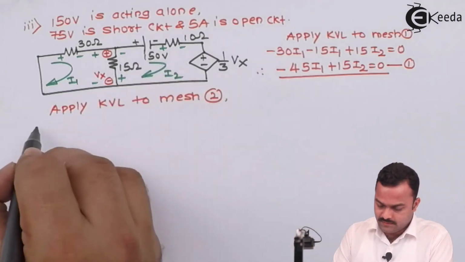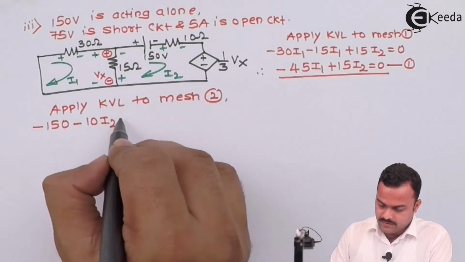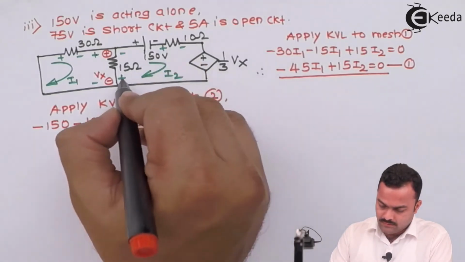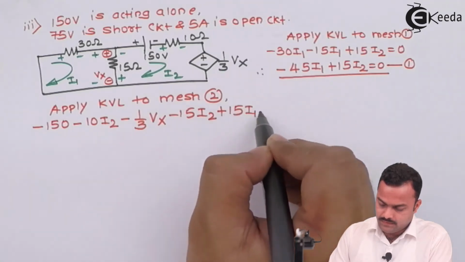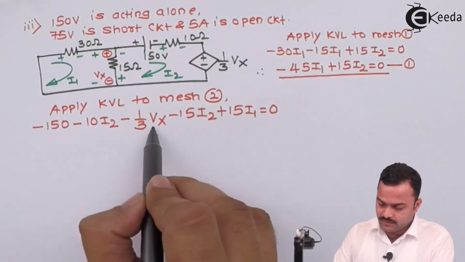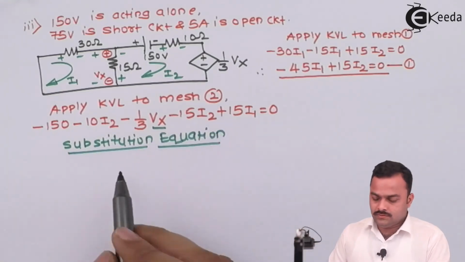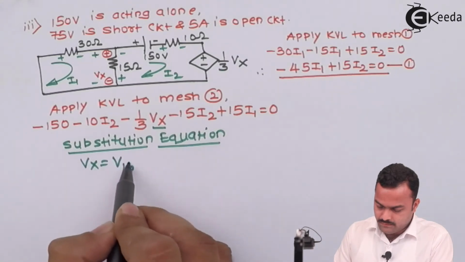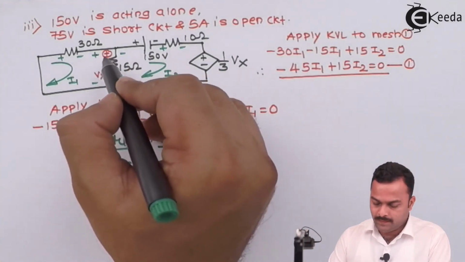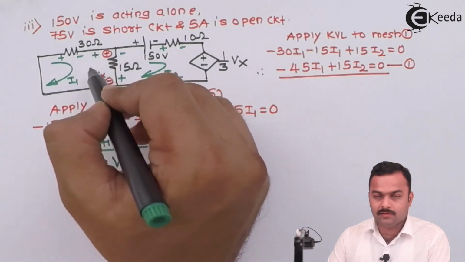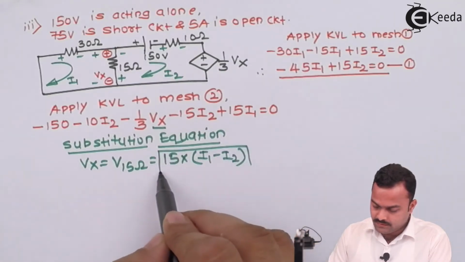Let's start from the source: minus 150 minus 10 I2 minus 1 by 3 Vx minus 15 I2 plus 15 I1 equal to 0. We need a substitution equation for Vx. So Vx is the voltage across 15 ohm, given by Ohm's law, 15 multiplied by the current flowing through it. Once again, there are two currents, I1, I2. Polarity given by I1 is matching with the polarity of Vx, so I1 is dominating over I2. So in the end, Vx is 15 (I1 minus I2).